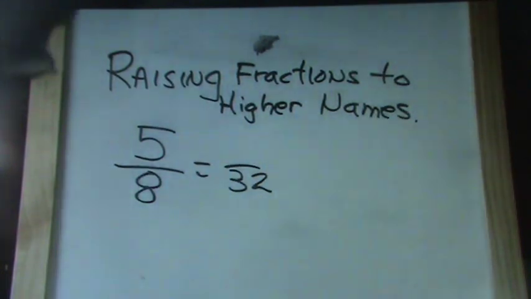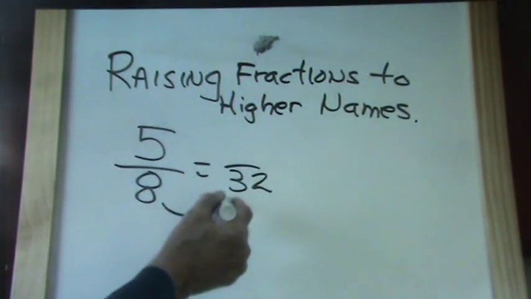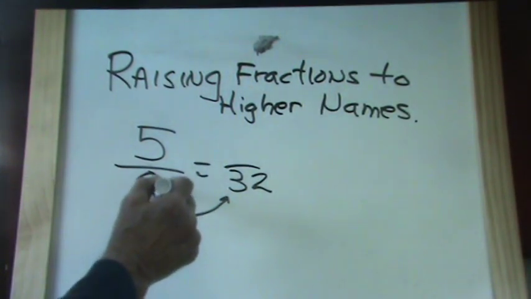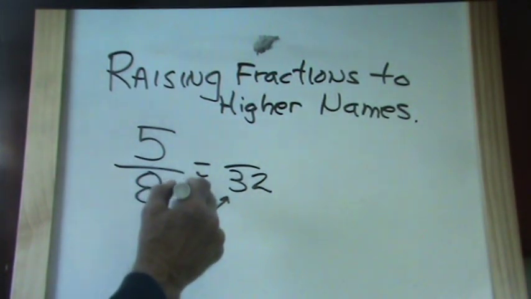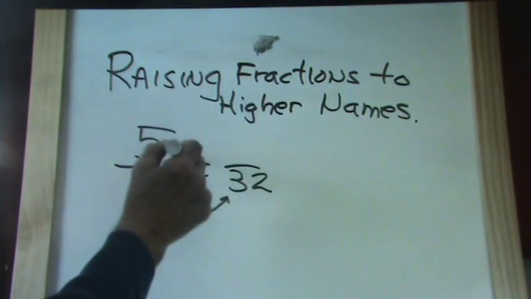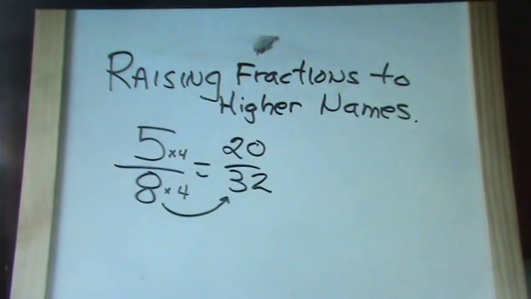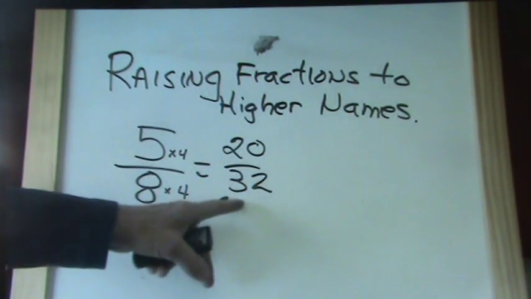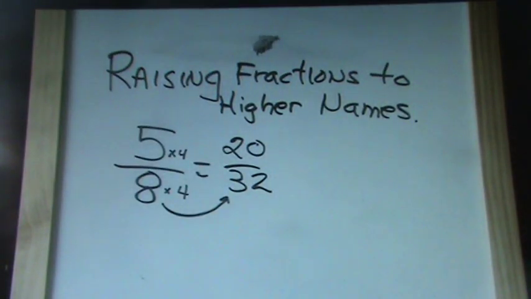Okay, we have the fraction 5/8, and we want to raise it to a higher name whose denominator is 32. Well, what number do I multiply 8 by to get 32? Well, I multiply 8 by 4, because 8 times 4 is 32. So if I multiply 8 by 4, then I multiply this by 4. 5 times 4, 20. So 5/8, when I change it to a fraction whose denominator is 32, is equal to 20 32nds. Good.